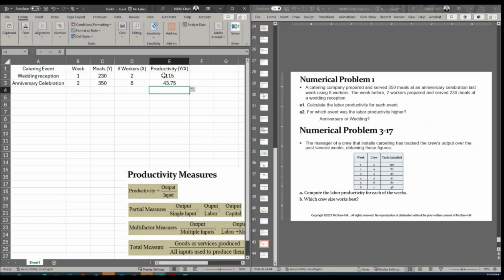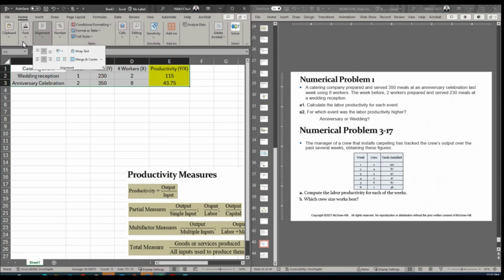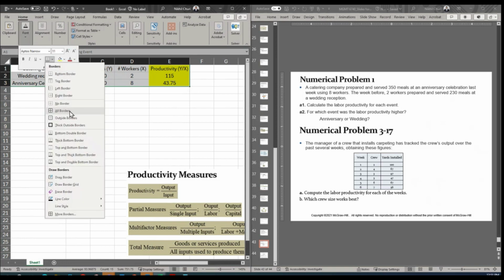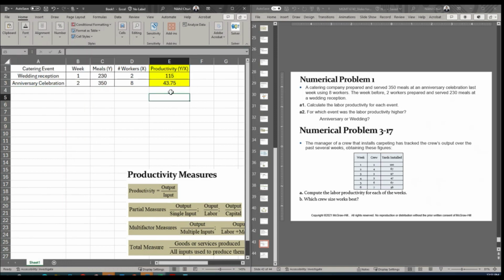Just looking at these two numbers, it's clear, right? The productivity for wedding reception was the highest. So that's the answer. And again, this is a calculated variable. Since this is our answer, I'll highlight it with a different color, say yellow. And I'll make this table much more presentable. Font, format cells. And I'll make this bolder. So this is how we solved our first problem.